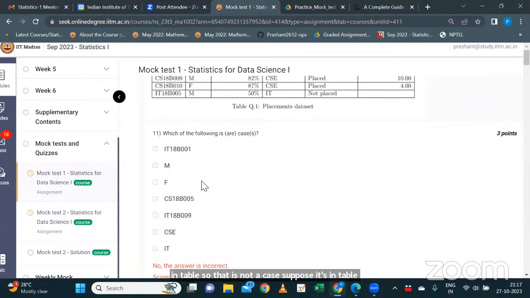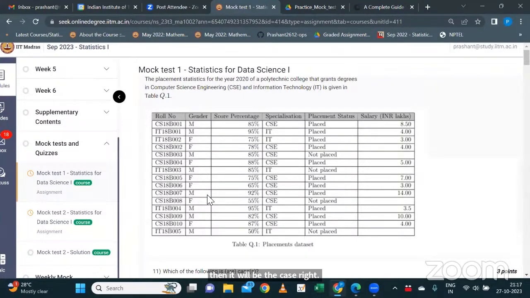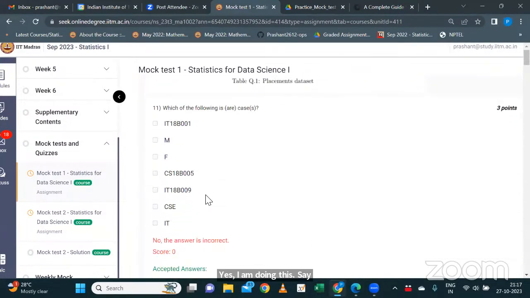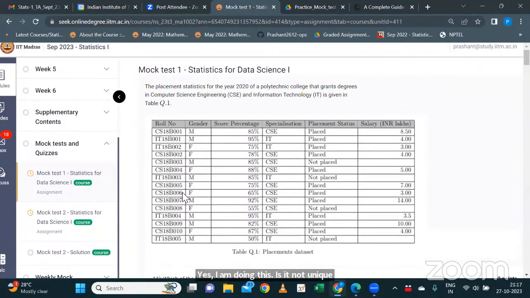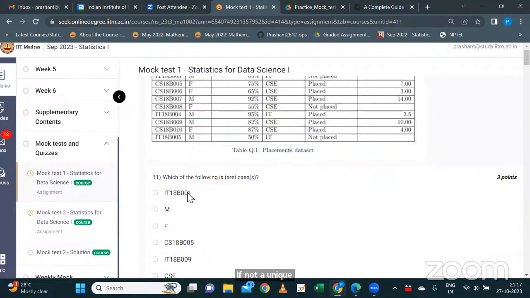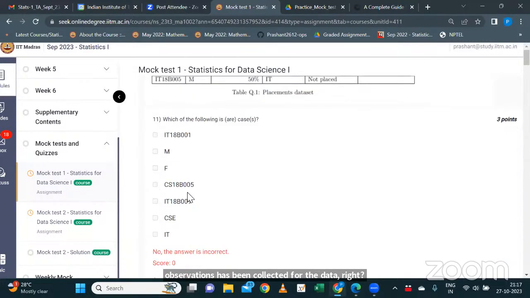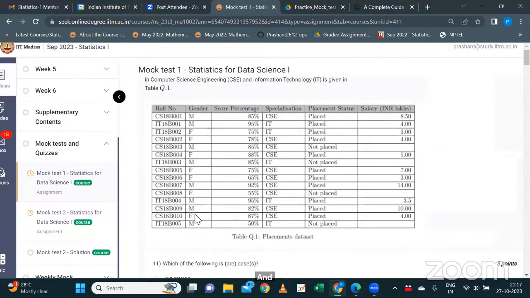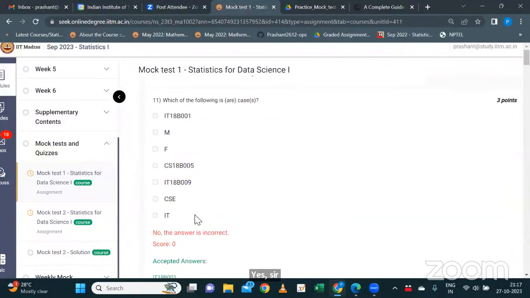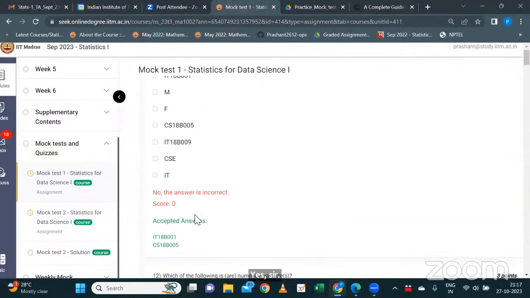Why are M and F not cases? Because they are not unique, first of all. And for roll number, our observations have been collected for the data, right? Yes, sir. CS is again not a case, and IT is also not, right? I think this is a very simple one. Any doubt? No, sir.